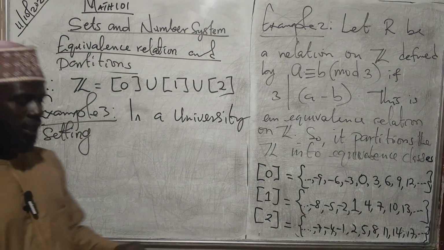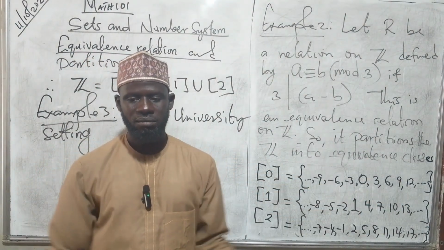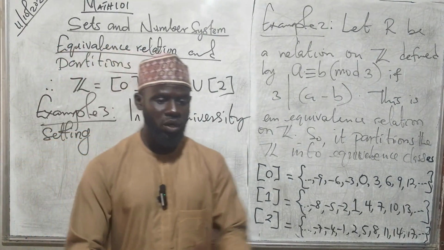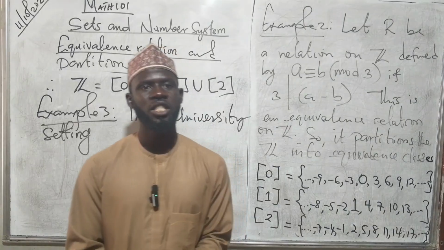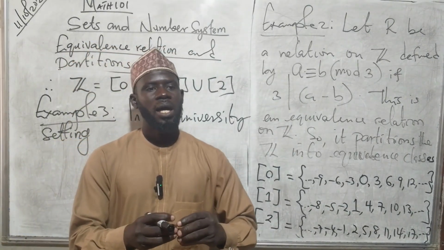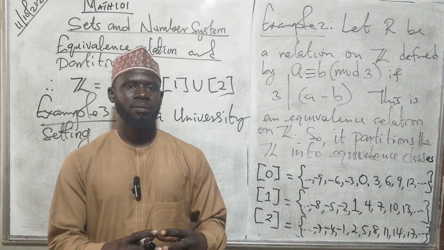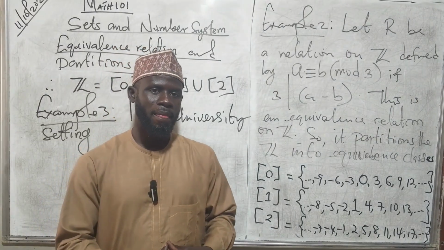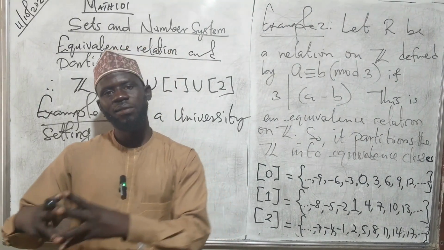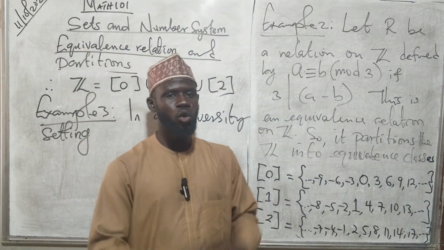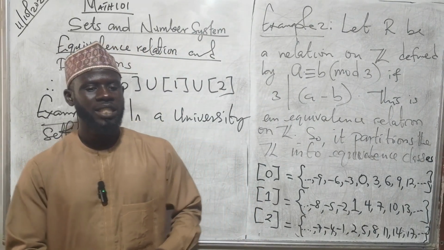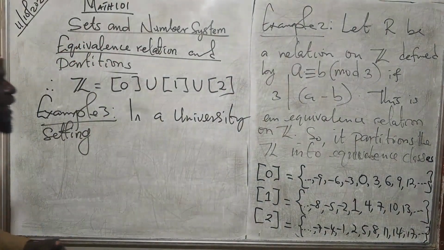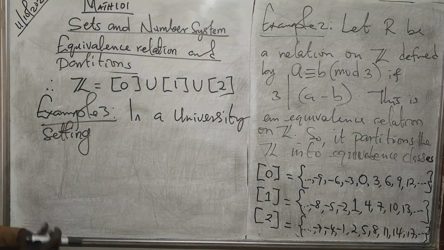See the university at large is the biggest collection we can have in that collection. So there are faculties, and these faculties are subdivided into departments. And some departments are even subdivided into programs. So you see that two students will be related if and only if they belong to the same department.